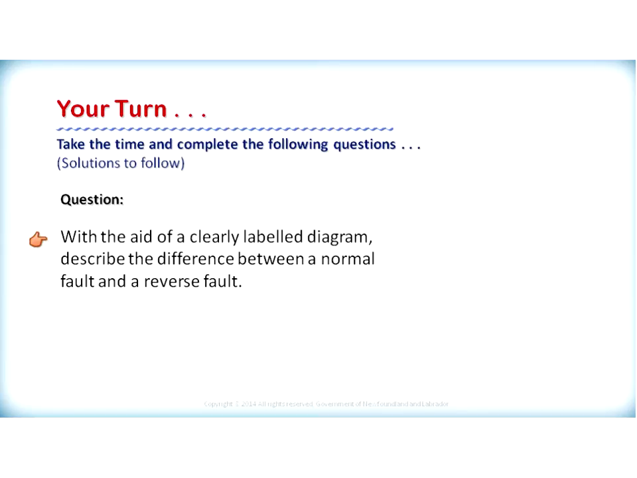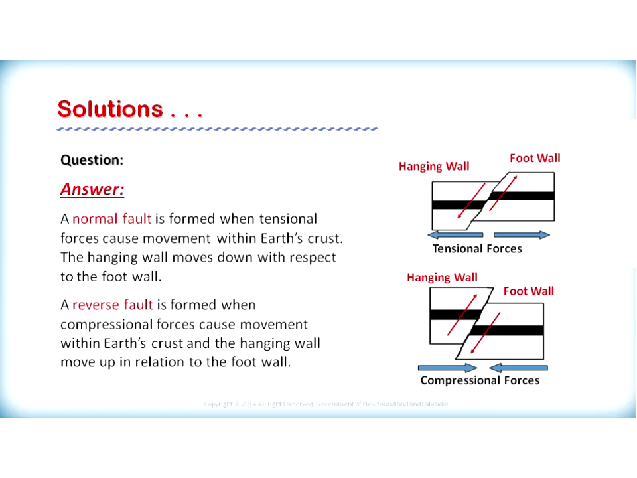With the aid of a clearly labeled diagram, describe the difference between a normal fault and a reverse fault. The question asks you to refer to or draw a clearly labeled diagram and describe the difference between a normal fault and a reverse fault. So those are the three things we need to include in our answer. Our solution should read as follows.